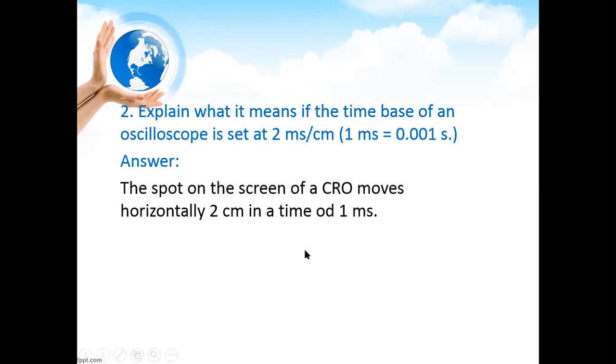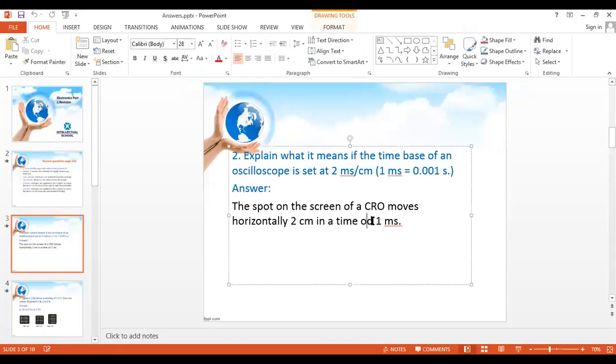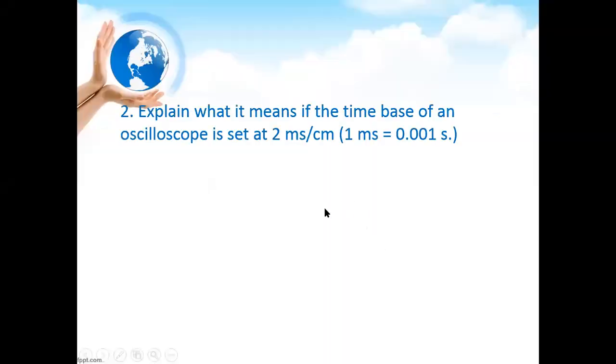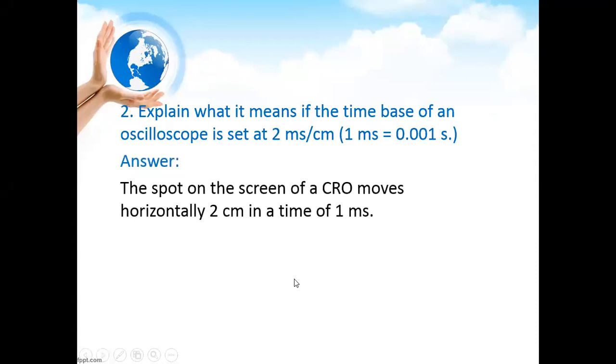Okay, let me just correct over here. In a time of 1 millisecond. Yeah. So the spot on the screen of the cathode ray oscilloscope moves horizontally 2 centimeters in a time of 1 millisecond. It means this, okay? For number 2, 2 milliseconds per centimeter. So this is the answer of number 2, page 163.